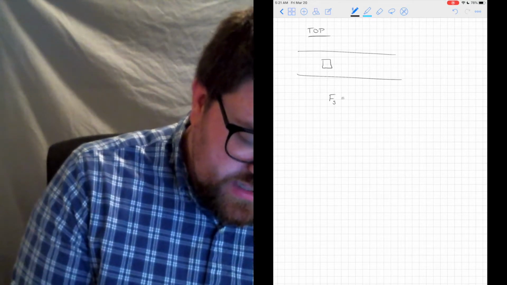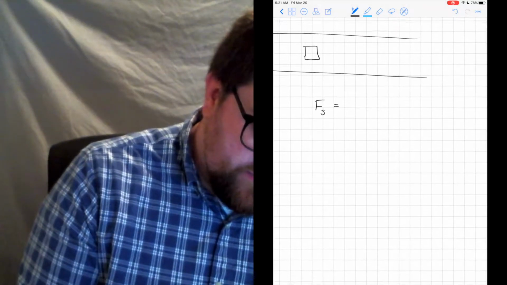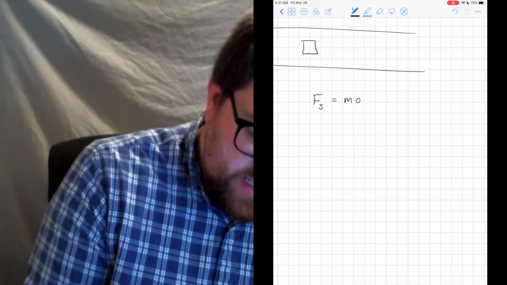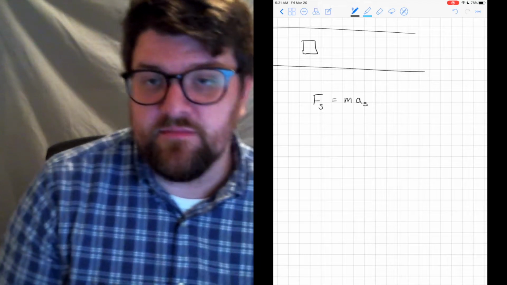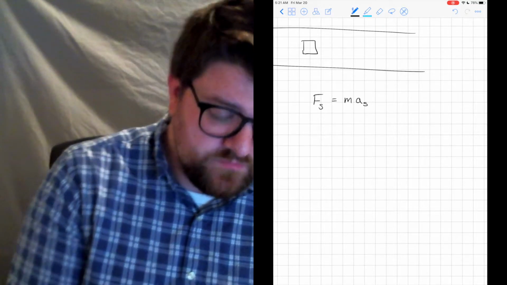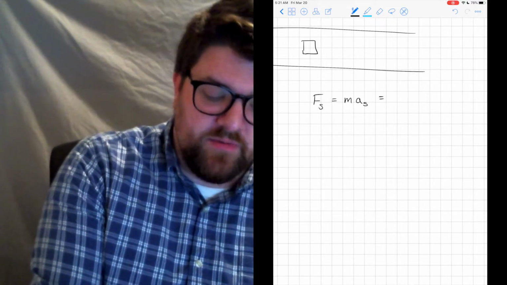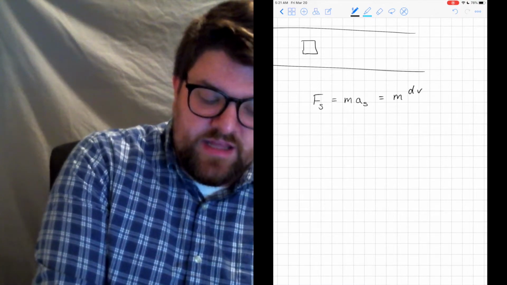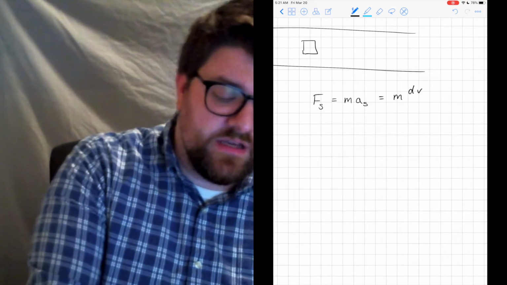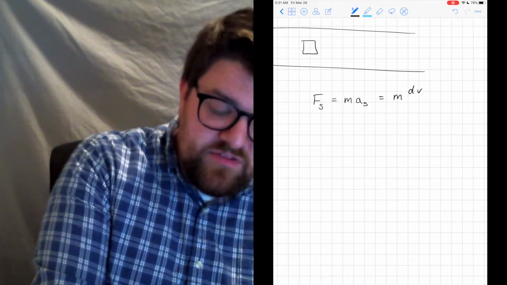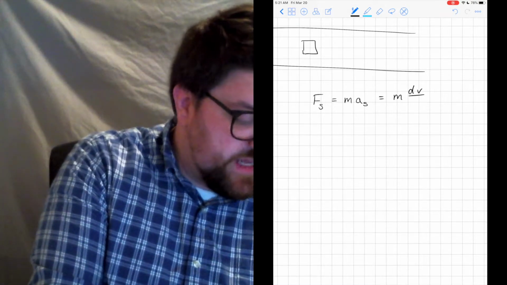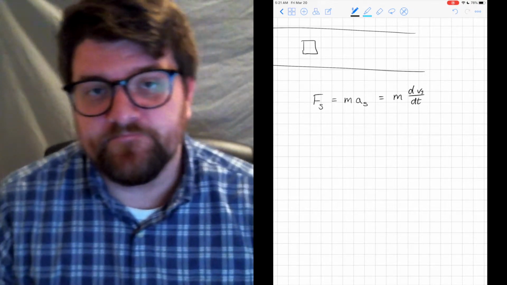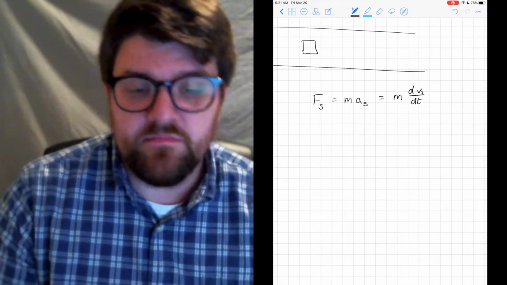So I have this force. I'm going to have that equal to m a in some S direction. I can rewrite that a little bit by saying m, and I know that the acceleration of something is the derivative of the velocity in that direction with respect to time. So I have m dv/dt.